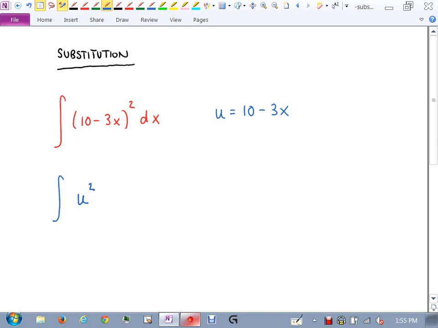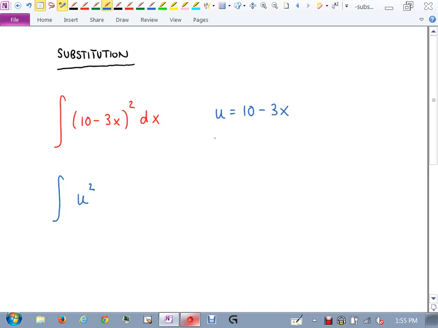Now here's where the dx starts to become an issue. The dx told us what our variable was, right? But what's our variable now? It's u. I need to switch dx to become a du, but I can't just switch it. I have to keep the relationship between u and x together. So what I'm going to do is on the left side of this equation, see this substitution? I'm going to take the derivative on both sides of this equation with respect to x.